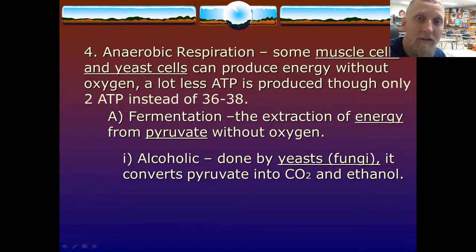Alcoholic fermentation is done by a fungus cell called yeast. All right, and what they do with pyruvate, after they take glucose and split it into pyruvate, they turn it into 2 things, ethanol and carbon dioxide. Ethanol is the alcohol, the type of alcohol that you find in wine and beer and things like that. So when people make wine and beer and all that stuff, they use yeast cells to make ethanol.